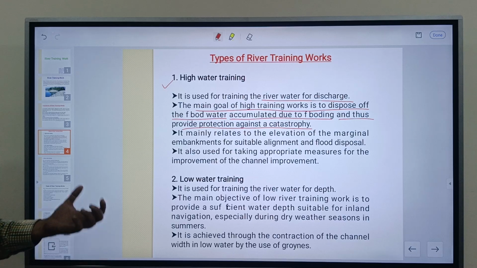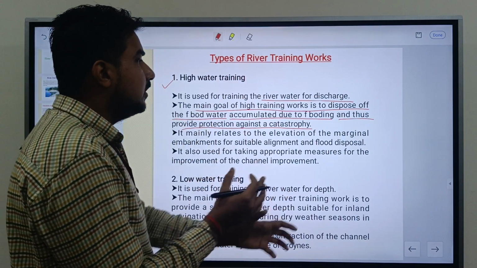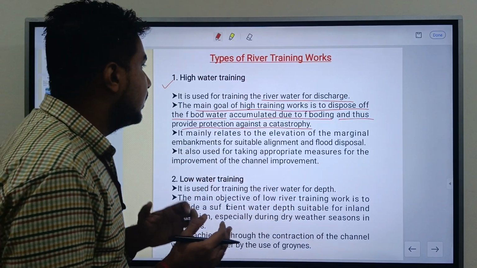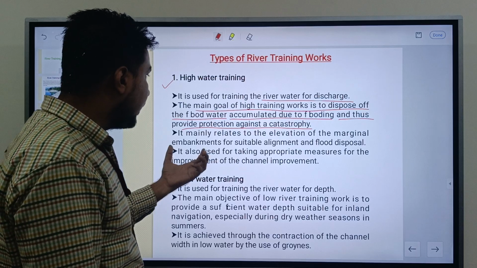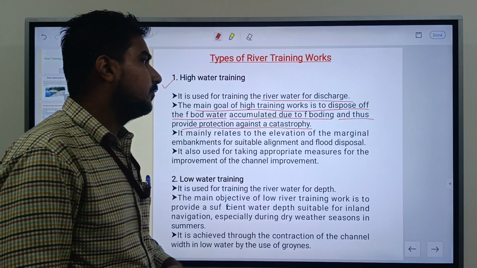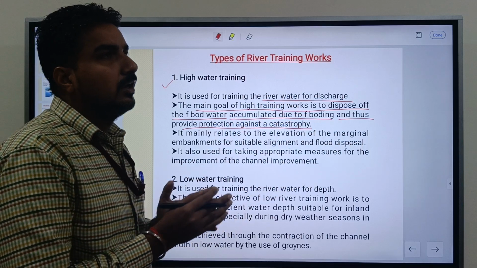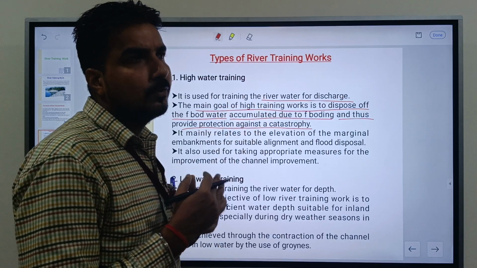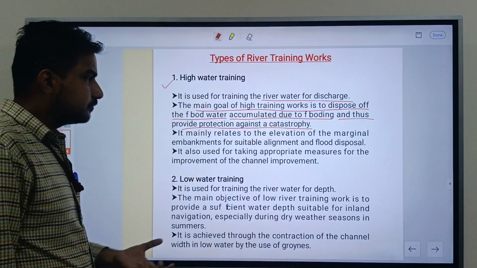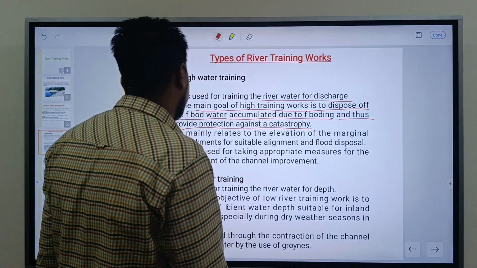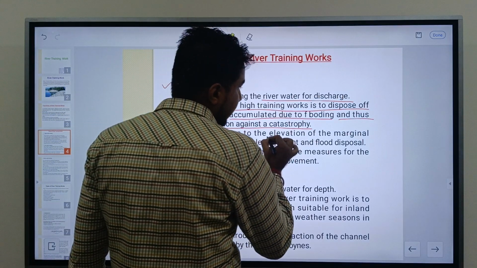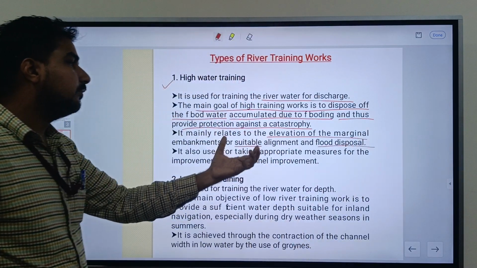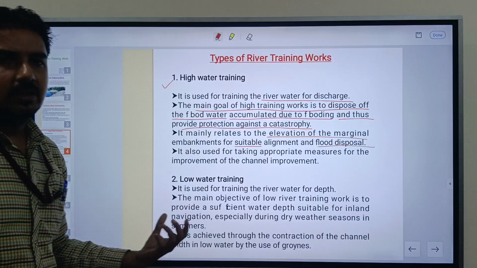Means क्या है, जो भी flood आ रहा है हमारा, the flood water that accumulated at the time of flood, we have to easily dispose of that amount of water to the other side by providing protection against the catastrophe. Means otherwise it will create a huge distortion, and if we guide the water by the river training work, it will be very helpful to pass this water to the other side. It mainly relates to the elevation of marginal embankment for sustaining and flood disposal. Means it is mostly used to dispose of flood water easily to the other side.